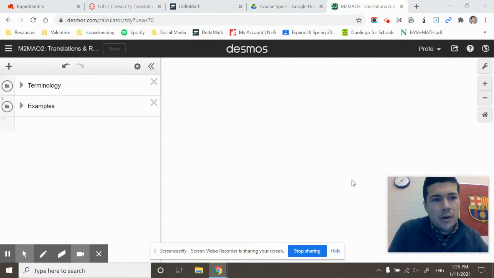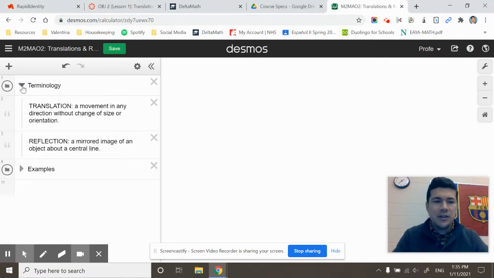And we're going to talk about Objective 2, which is translations and reflections, moving on from Objective 1, where we learned about lines and angles. So let's get right to it. We're going to learn about two transformations today, and these two transformations, terminology, words, they're very important. So our two transformations are 1, translation, 2, reflection.